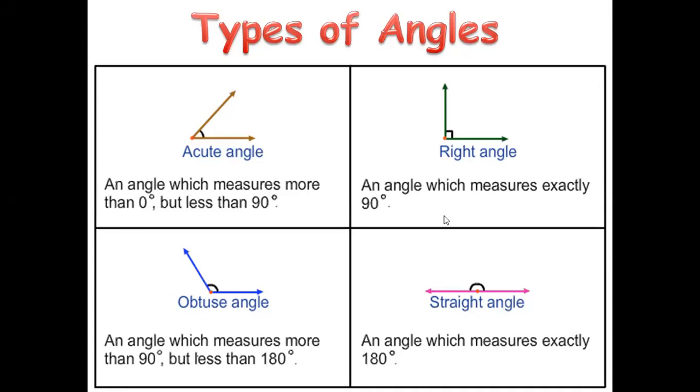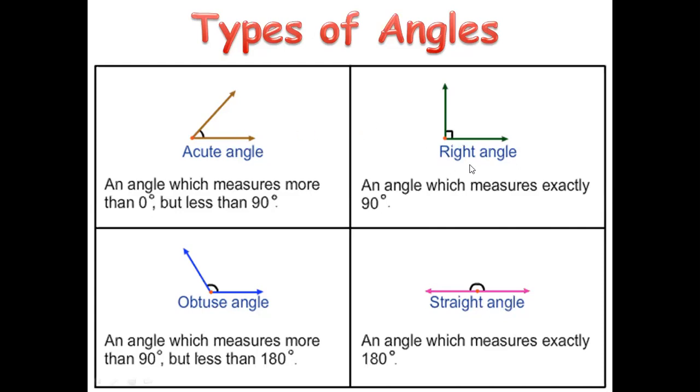So this is going to be an acute angle. Okay, now this is an acute angle. Why? Because they look small. Small in the sense that they measure less than 90 degrees, but they are more than 0 degrees. Of course, how can an angle have 0 degrees? It cannot. So it has to be more than 0 degrees but less than 90 degrees.